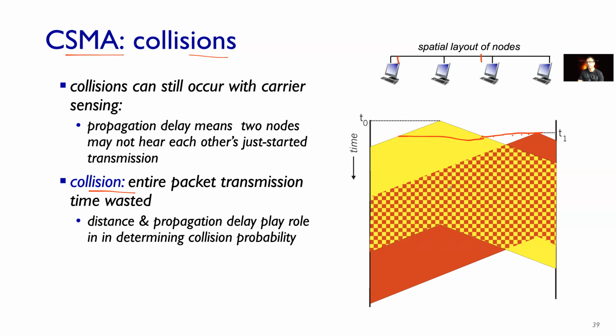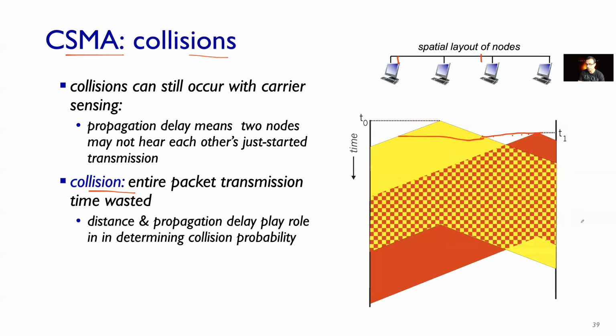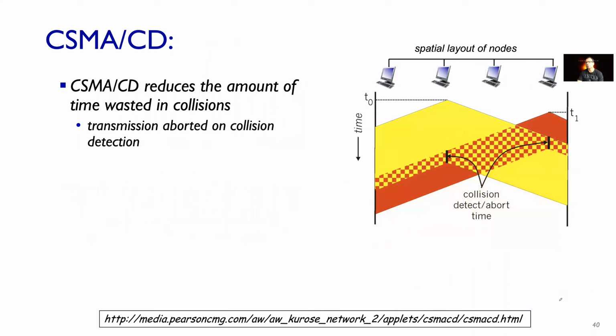So given that these collisions can happen, how do we reduce the duration of time that's wasted? Because if we just allow the nodes to keep sending, you see that we are wasting all this time. No transmission is successful till this point. All of this time is wasted. So can we do better? That's where this CD comes in, collision detection.